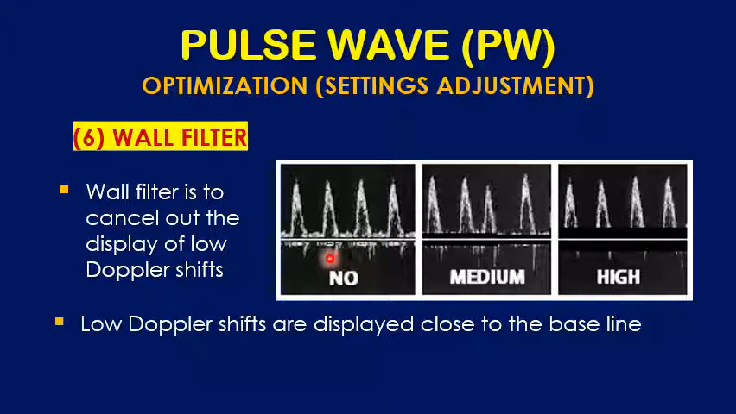What happens here? This is where I put no filter. Here I put some medium wall filter, and you see it starts to remove parts of the waveform. If you put a higher wall filter, what happens? I removed completely the diastolic flow that is here. So be careful about putting the wall filter. It might be harmful, not beneficial.